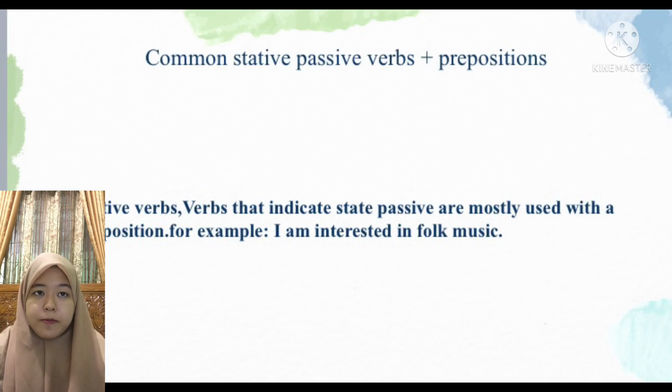Common stative passive verbs plus prepositions. Stative verbs, verbs that indicate states, passive, are mostly used with a preposition. For example, I'm interested in folk music.